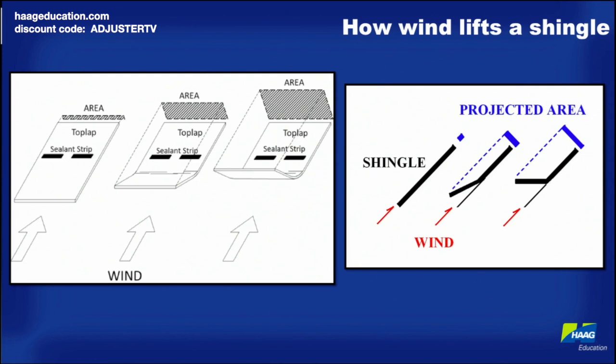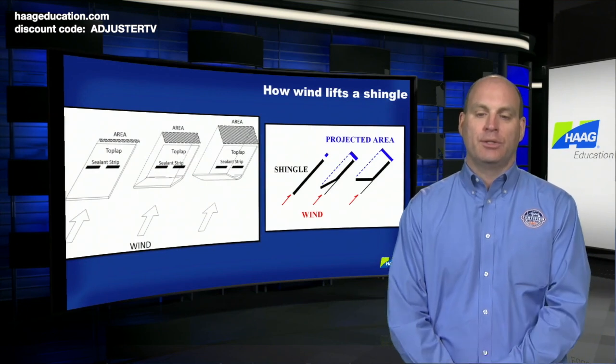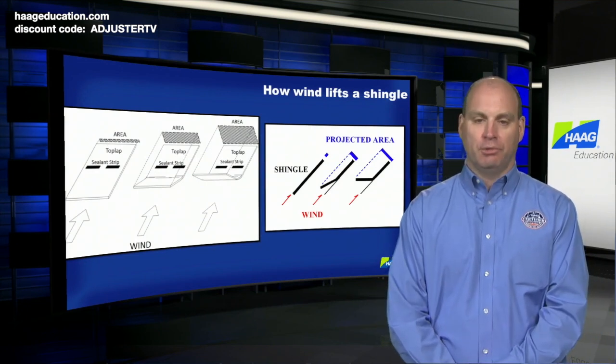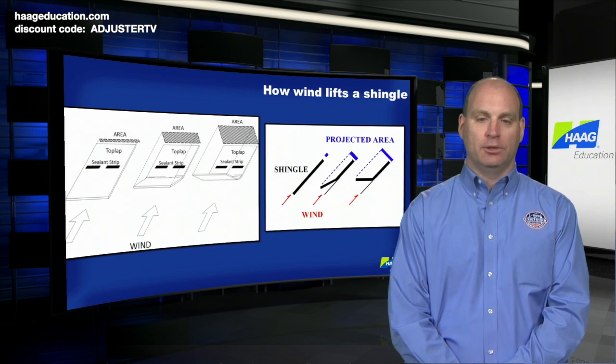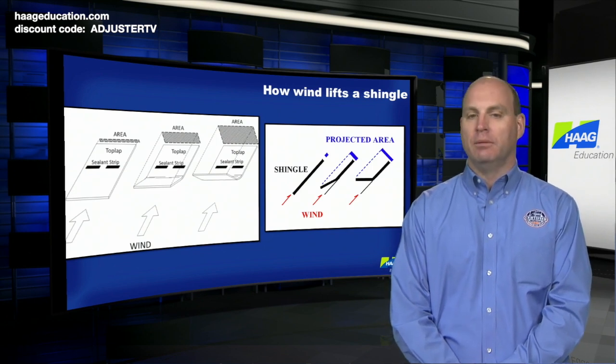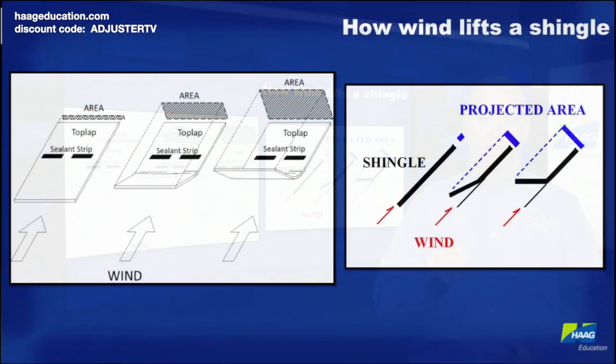Now, as that edge lifts, it creates a greater projected area perpendicular to the direction of the wind flow. Looking at our image on the right, the leftmost image has a flat shingle. Look at the blue to the right of that long rectangular black shingle. That's the projected area. In the middle image, as that shingle edge continues to lift, our projected area increases. That means for a given wind speed, for a given wind force, we have a greater area. Well, pressure equals force times area.